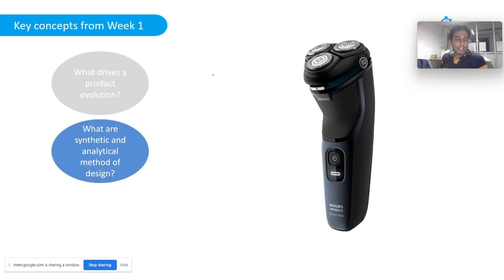Okay. So have you heard about these two particular terms, synthetic and analytical method of design? Can anyone define what is synthetic and what is analytical method of design? Let's try to define. You can use the chat box. In the message box, you can write your answers.